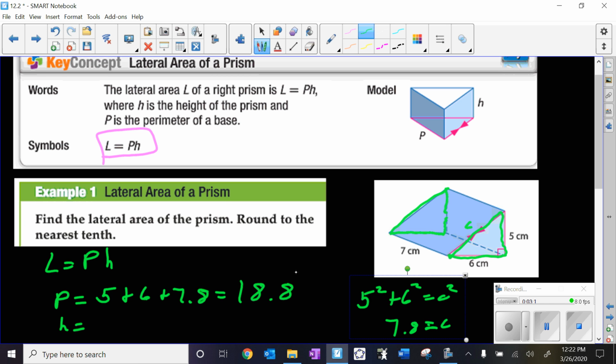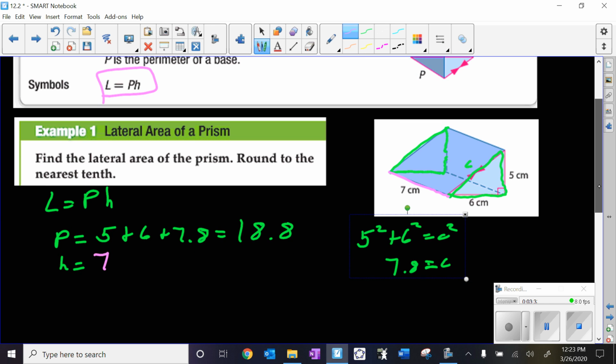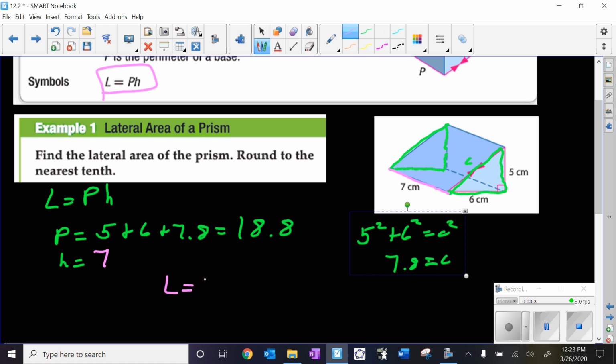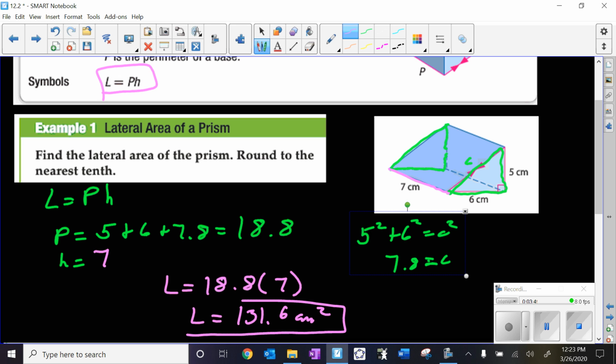Then we also need to find the height. Remember, I said the height is the distance between your two bases. It's not necessarily going straight up and down. It's the distance. So between my front base and my back base, the height or the distance between them is the value of 7. Okay, so now I can take those two pieces, multiply them together. My lateral area is 18.8 times the value of 7. So my lateral area out of this is going to be 131.6 centimeters squared.